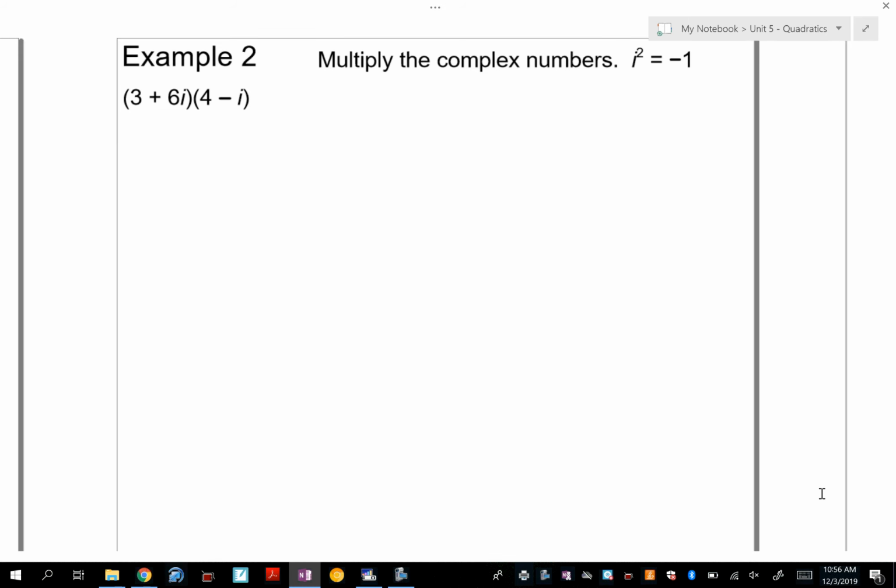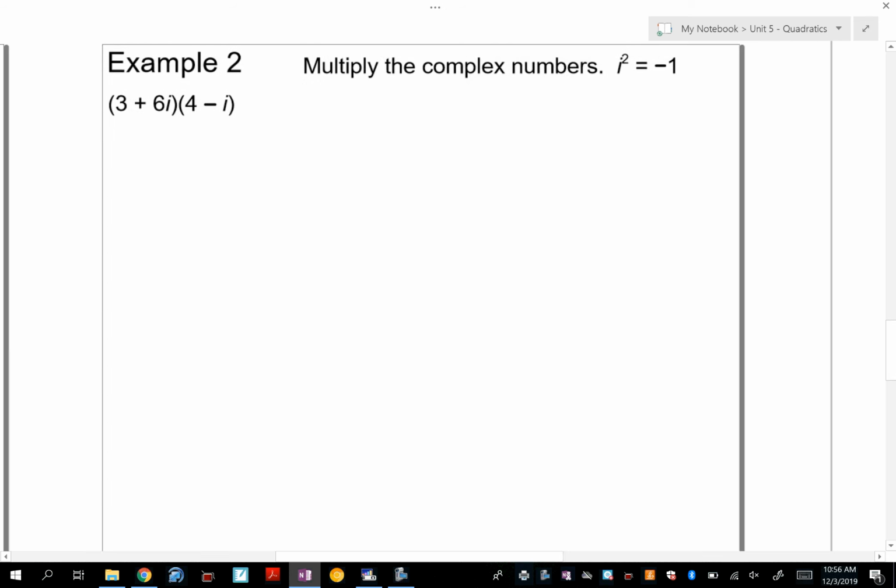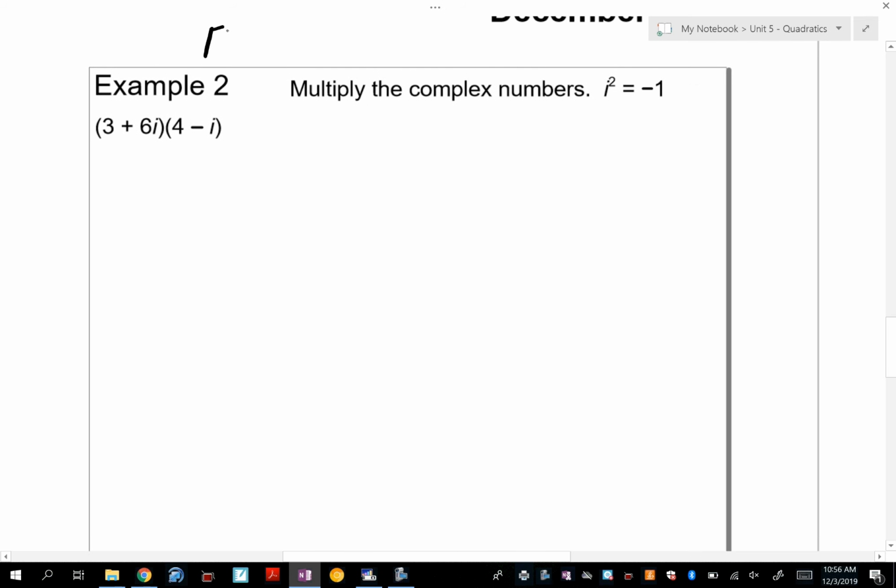Now, all I want you to do when you see this is to think that you're multiplying binomials. If you want to use what your middle school teacher told you about FOIL, that's fine, I don't care. You multiply the first ones, right? So 3 times 4, boys listen, 3 times 4 is 12.